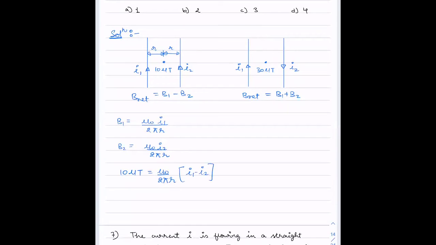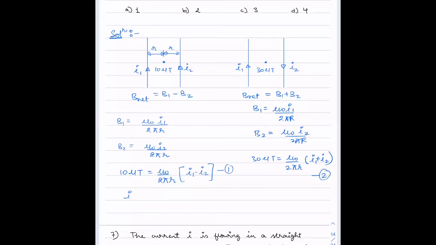Now for the second wire, what is the value of B1? Mu naught I1 by 2 pi r, and the B2 value will again be mu naught I2 by 2 pi r. The difference is that here you get a plus sign, so 30 microtesla equals mu naught by 2 pi r into I1 plus I2. So this is equation number 1, this is equation number 2.